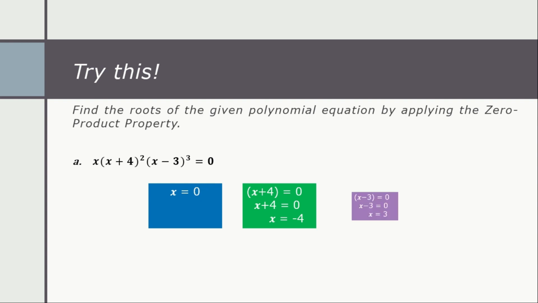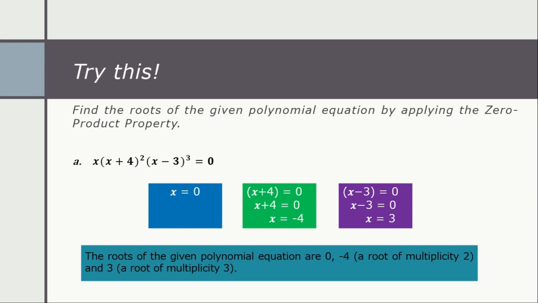Then the third one is x minus 3 raised to 3. Meaning to say, we have a root of multiplicity 3. x minus 3 equating it to 0 will give us x minus 3 equals 0. And transposing negative 3 will give us x, which is equal to positive 3. Therefore, the roots of the given polynomial equation are 0, negative 4, a root of multiplicity 2, and 3, a root of multiplicity 3.